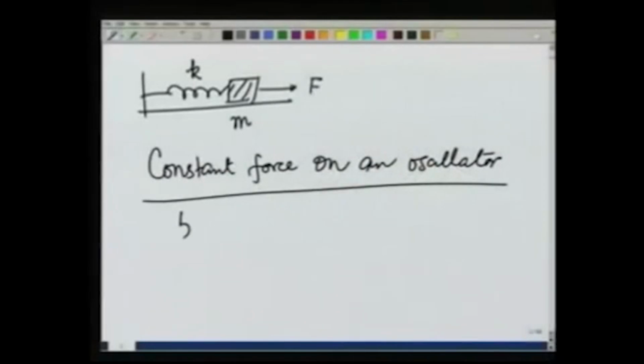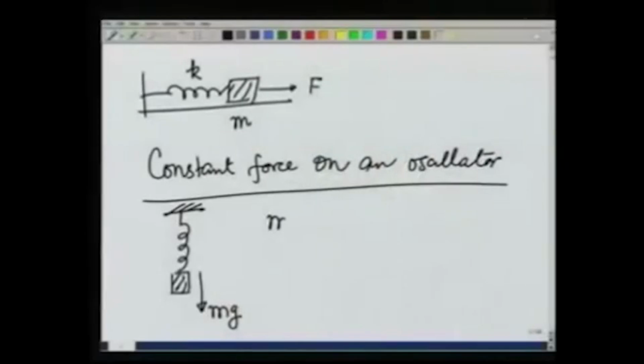You know the answer of this, I said, because you already know the example where if I take a spring, put a mass on it and put it vertically in the gravitational field. In that case, this is being pulled by a constant force mg, but still the equilibrium point shifts and it still oscillates about the equilibrium point. To see it mathematically, let us write the equations of motion.